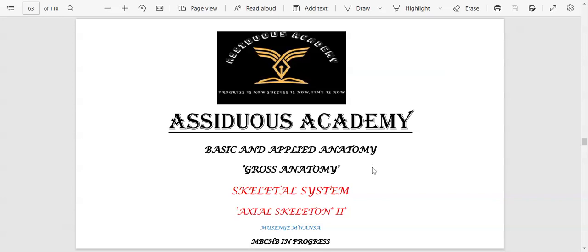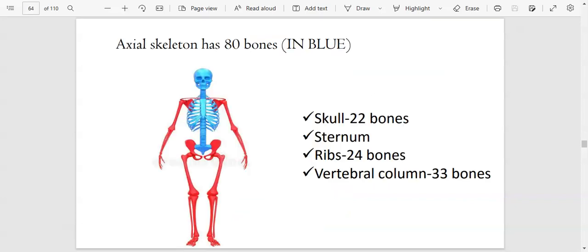Acides Academy back here with the exoskeleton part 2, and here we're going to concentrate on the vertebral column. Now, we already know that the exoskeleton has got 80 bones. The bones in the body are 206. The axial skeleton is 80, right? This is the one we're able to see in blue. So the bones of the exoskeleton have got the skull, sternum, ribs, and the vertebral column.